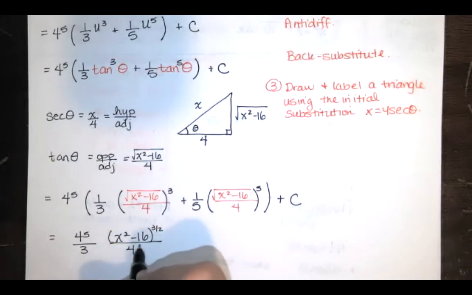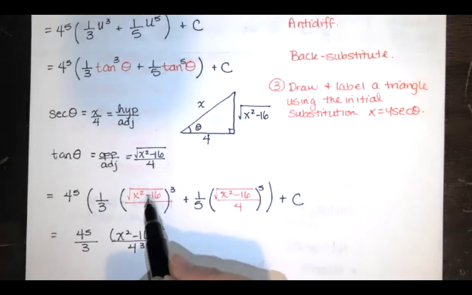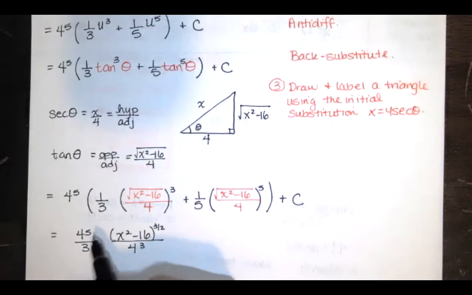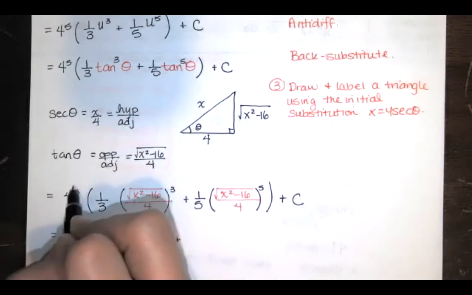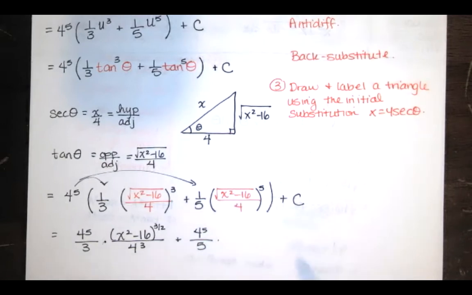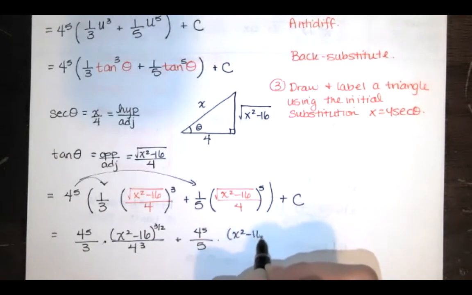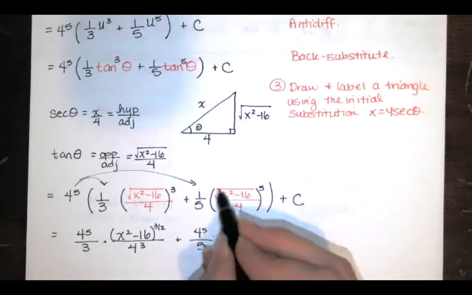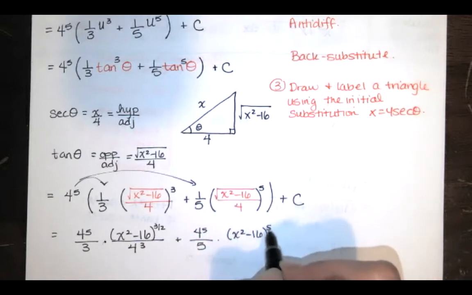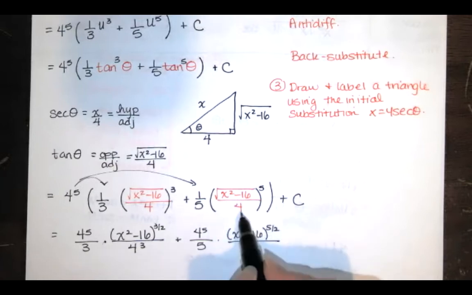and then we've got a 4 cubed in the denominator. So I've got a over b cubed, that's a cubed over b cubed, and then I've done a little bit of algebra to get from here to here. And then don't forget to distribute that 4 to the 5th over here as well. So we'll have 4 to the 5th over 5 times this expression raised to the 5th. So that's x squared minus 16 to the 1/2 power to the 5th. Multiply those exponents. 1/2 times 5 gives us 5/2. And then we're dividing by 4 to the 5th.